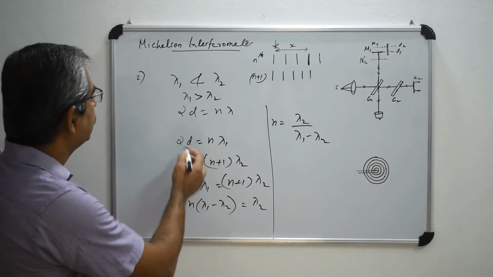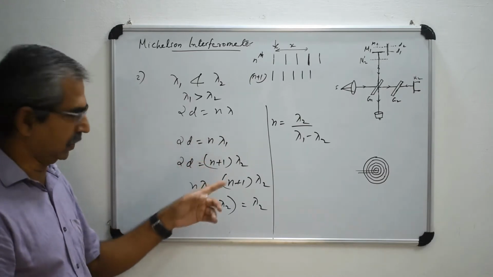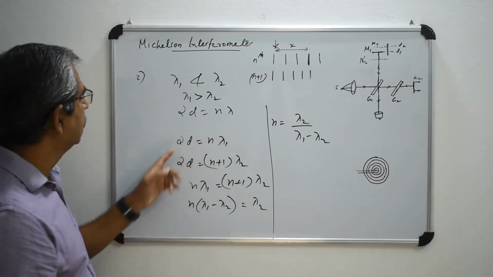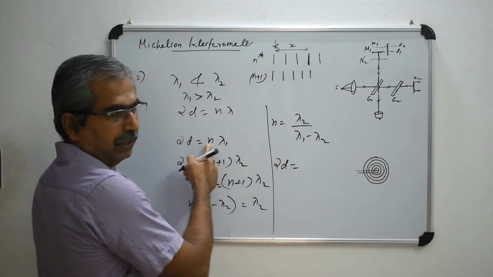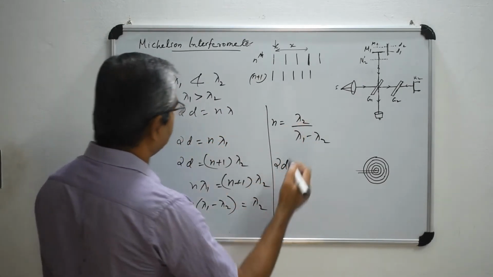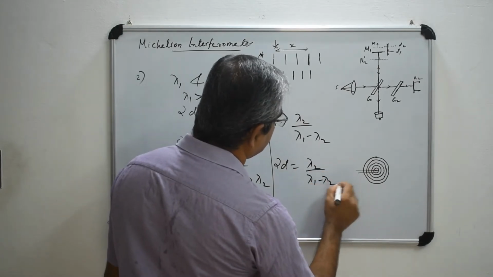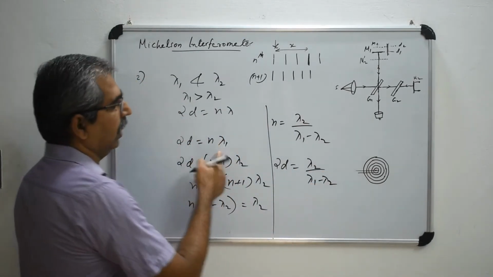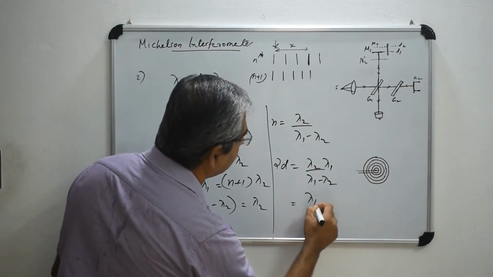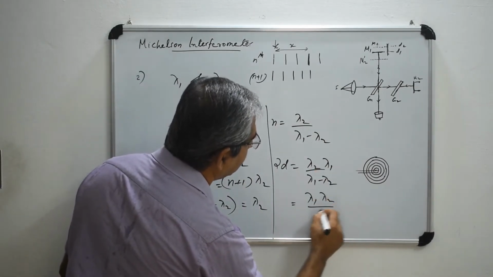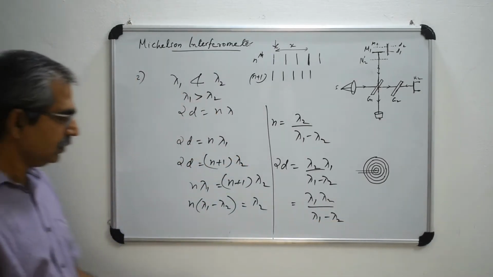Now you can put the value of n in any of these equations. Take the first one. We have 2d is equal to, instead of n you can write λ2 by (λ1 − λ2), into λ1. So that is equal to λ1λ2 by (λ1 − λ2), isn't it?